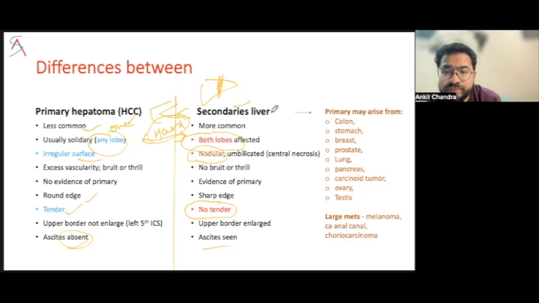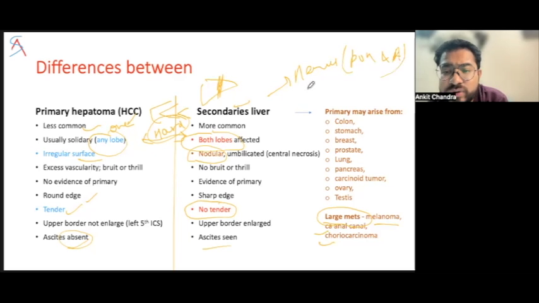They might ask you from where these liver secondaries come, what all organs. Then you have to answer GI, colon, stomach. Then from the breast in females, prostate in males, then lung carcinoma, pancreatic carcinoma, ovarian carcinoma in females, testicular carcinoma in males. If they ask you what causes large metastasis of the liver, this is due to melanomas, carcinoma of anal canal, or choriocarcinoma. This liver mets is through hematogenous route, through portal vein and hepatic artery.